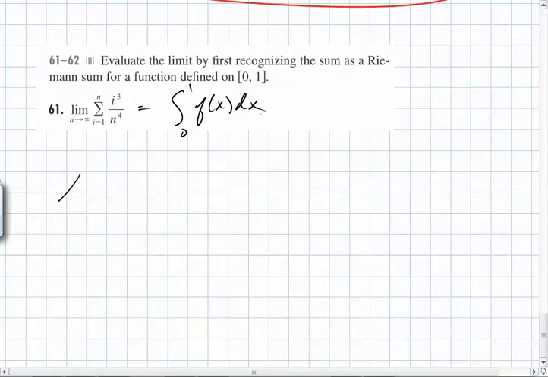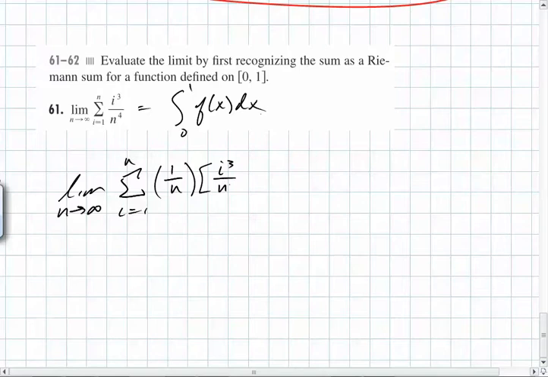So the thing you should remember is you wrote this a few times. Limit as n goes to infinity, i equals 1 to n. What's the width of the piece always? It's the width divided by n, right? 1 over what? 1 over n. What's left if we pulled out 1 over n? What's left inside? i cubed over what? n cubed. i cubed over n cubed. What's another way to write i cubed over n cubed? 1 over n cubed times i cubed.